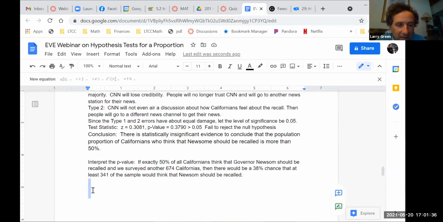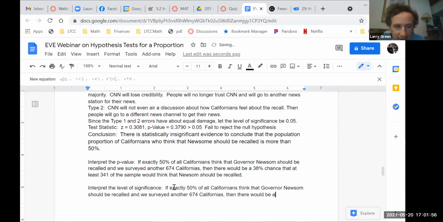So let's interpret the level of significance. And the idea, copy and paste. All the way up to there would be A. So if exactly 50% of all Californians think that Governor Newsom should be recalled, and we surveyed another 674 Californians, there would be A. Well, now the level of significance is 5%.